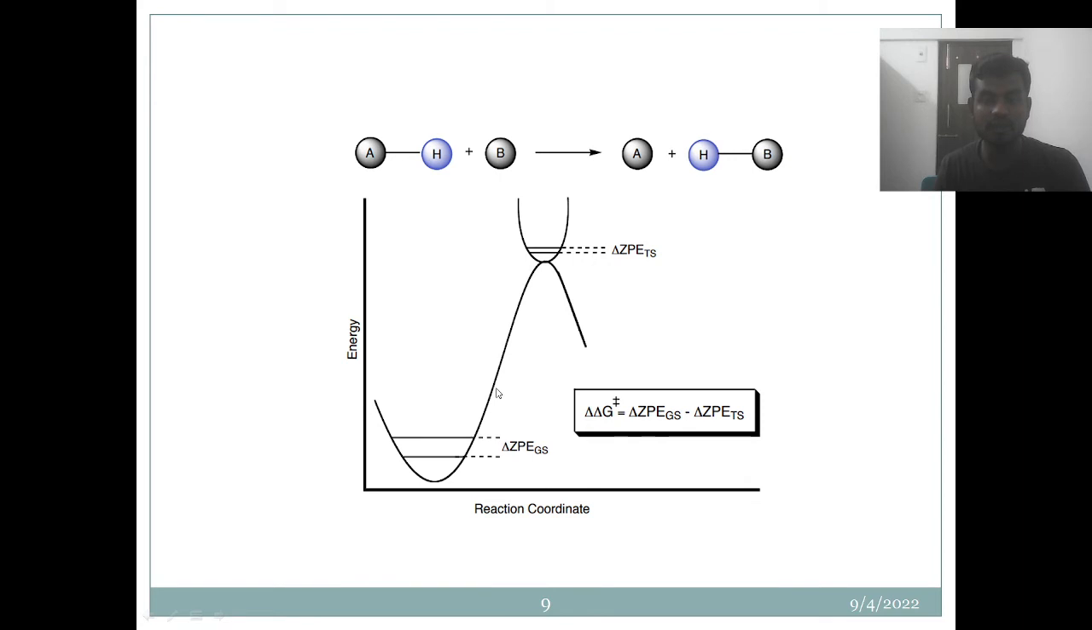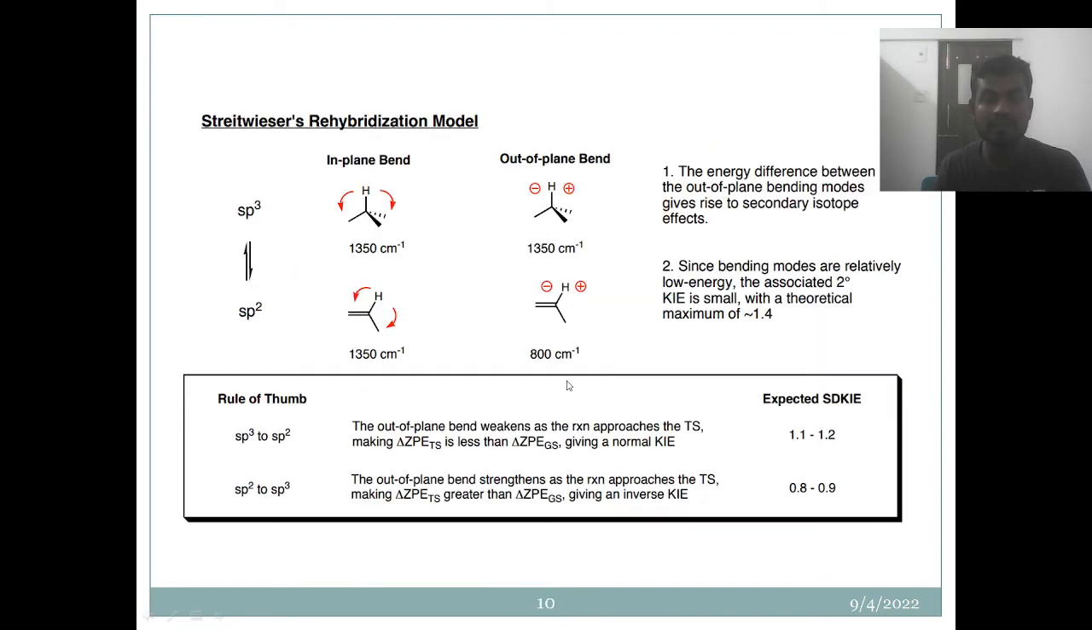All this happens due to this bending mode. The out of plane bend strengthens as the reaction approaches the transition state. The result is that the TS zero point energy is greater than the ground state zero point energy, and this gives an inverse kinetic isotope effect. Remember, these two are secondary kinetic isotope effects. The CH bond is not involved in the rate determining step. So it will have an expected isotope value of 0.8 to 0.9.